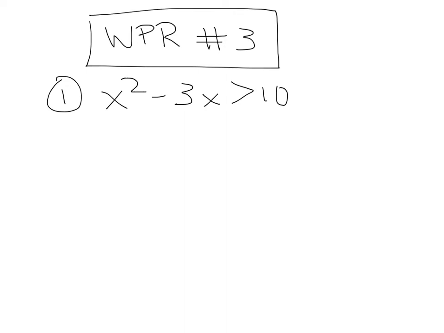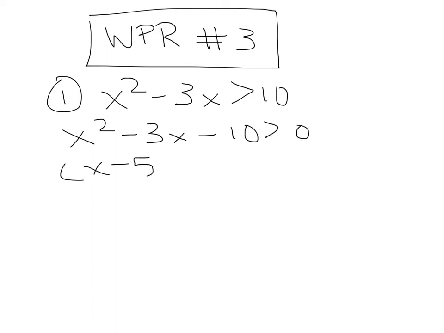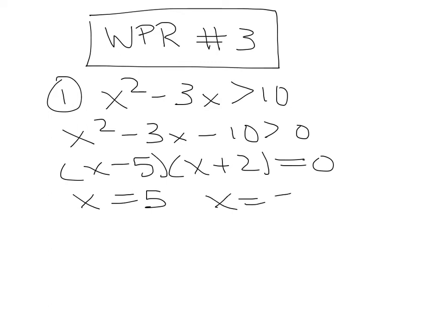WPR number 3. Question 1, a quadratic inequality. Need to move all the terms over to the left-hand side so that I can factor this. And just for a moment, I'm going to set it equal to 0, which allows me to find these two critical values that I'll put on the number line.